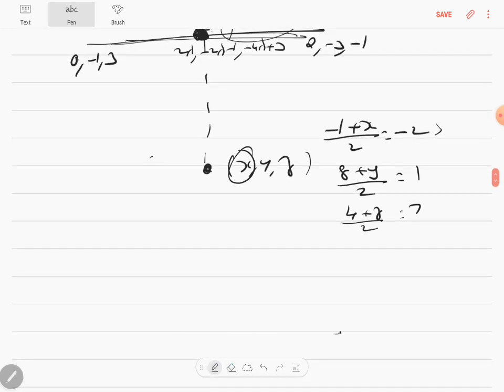Are you clear? So -1 + x = -4, x = -4 + 1, x = -3. 8 + y = 2, y = 2 - 8.